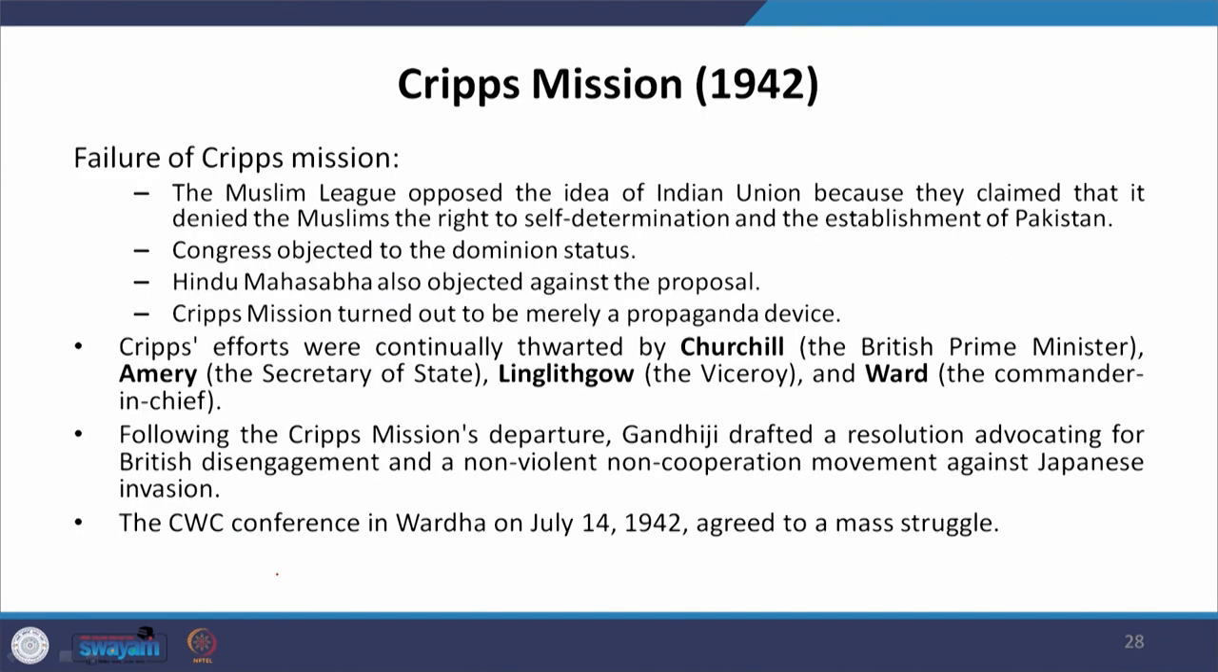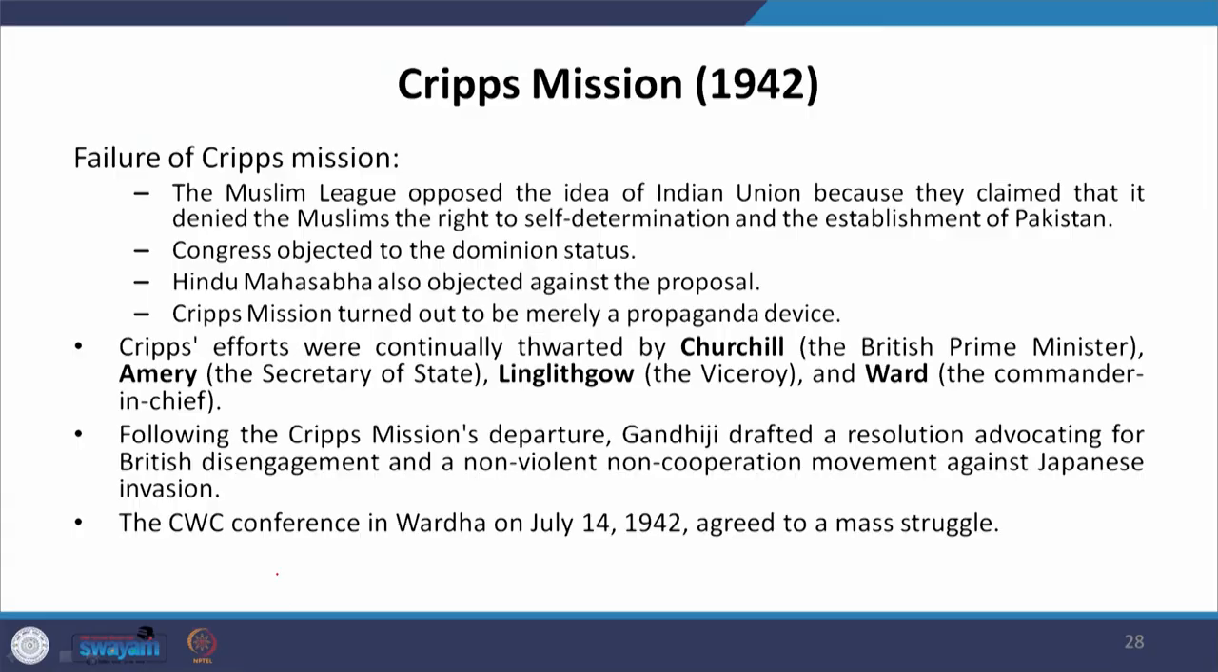The Congressmen rejected it. Looking at the failure of the Cripps Mission, the Muslim League opposed the idea of an Indian Union because they claimed that it denied the Muslims the right to self-determination and the establishing of Pakistan. Similarly, Congress objected to the dominion status, for different reasons. Neither the All India Muslim League nor the Indian National Congress were happy with the Cripps Mission. The Hindu Mahasabha also objected to the proposal. So, the Cripps Mission, as one sees, turns out to be a mere propaganda device, right? And Cripps's efforts were continually thwarted by British Prime Minister Churchill, Secretary of State Amery, Viceroy Lord Linlithgow and Commander-in-Chief Wavell.